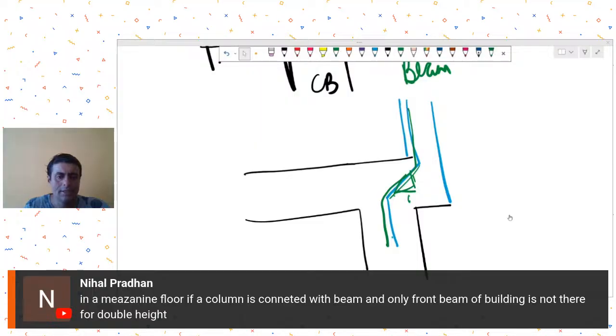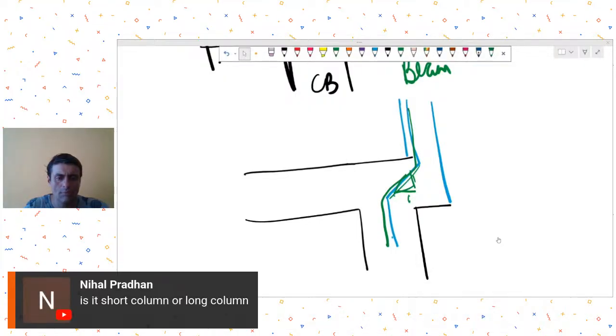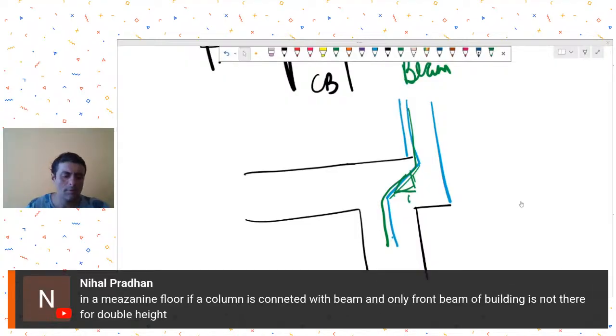Mr. Nehal is asking, in a mezzanine floor, if a column is connected with a beam and only the front beam of the building is not there for double height. Okay, in a mezzanine floor, if a column is connected with beam, is it a short column or long column? Right. Short column, long column, that will depend.